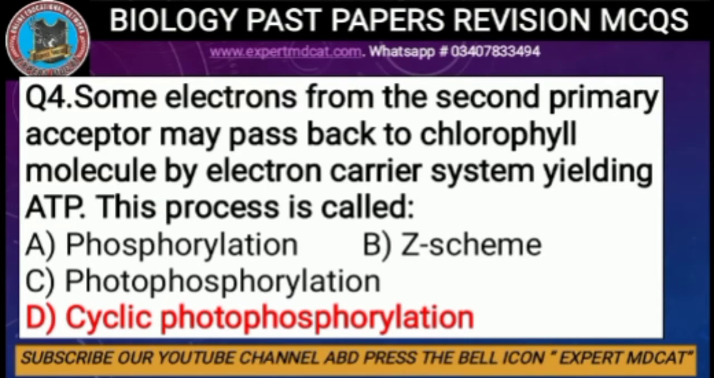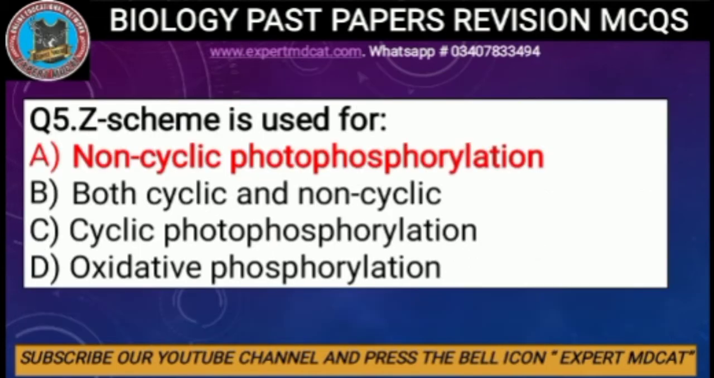Question number 4 is: some electrons from the second primary acceptor may pass back to chlorophyll molecule by electron carrier system yielding ATP. This process is called. Options are phosphorylation, Z-scheme phosphorylation, and option D is cyclic photophosphorylation. Here the correct option is D, that is cyclic photophosphorylation. Because from second primary acceptor, some electrons may pass back to chlorophyll molecule, and this is a cyclic process in which only photosystem 1 is involved. That is why this is called cyclic photophosphorylation.